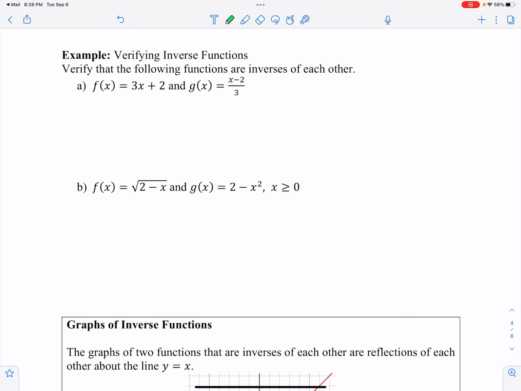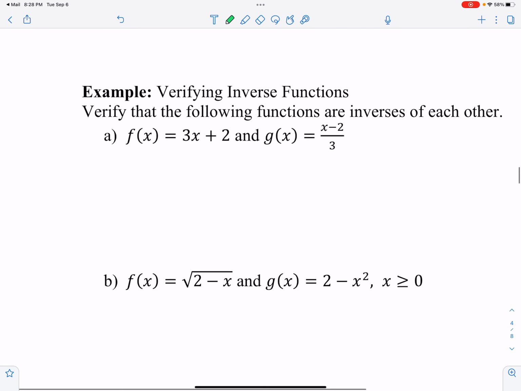So let's practice verifying the two functions are inverses of each other. So f of x equals 3x plus 2, and g of x equals the quantity x minus 2 divided by 3. Well, both of those functions have implicit domains of all real numbers. So this needs to be true over all real numbers, composing both of those.